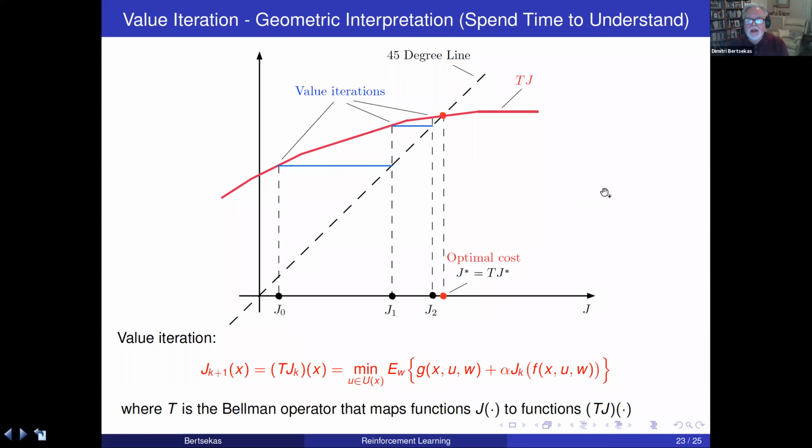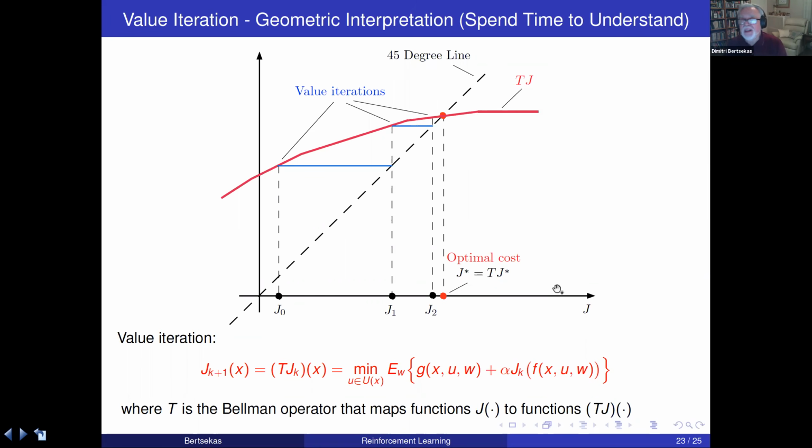I have here an illustration of the Bellman operator. It takes J and it produces T sub J. So T sub J is just this red function here, a function of J. Of course, J is multi-dimensional, so this is a projection onto a one-dimensional plane.